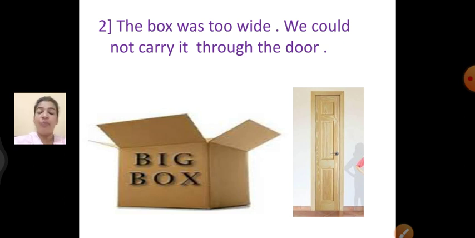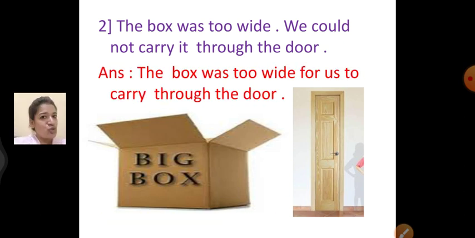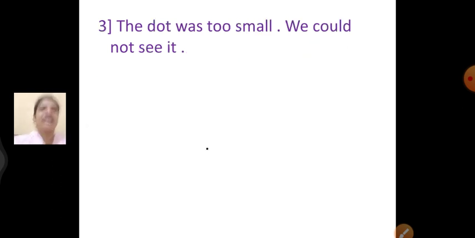Yes, the box was too wide. Come on. Yes, you have written the first statement as it is, but what about the other one? Yes, I'll show you. The box was too wide for us to carry through the door. You have to complete the sentence. The box was too wide for us to carry through the door. Right?